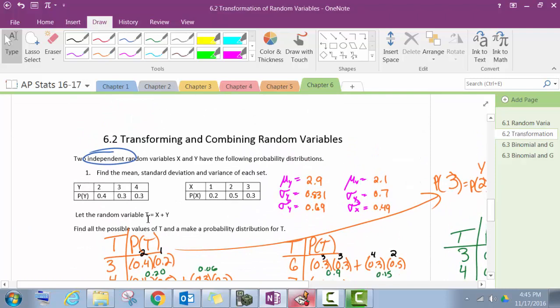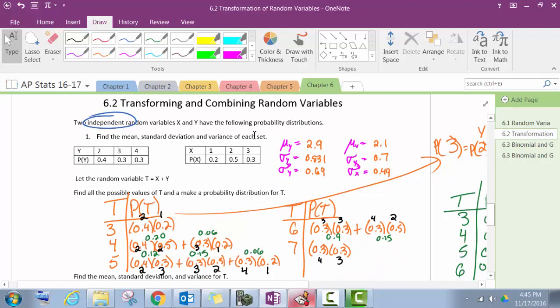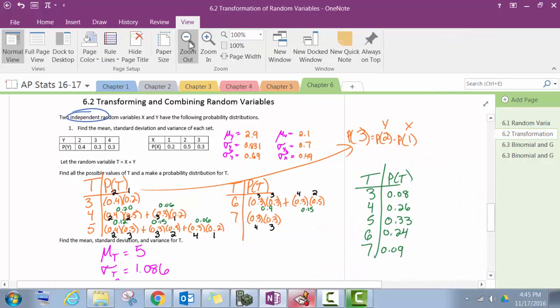Alright, now transforming and combining random variables. This is a very important part, and it's a big part of our quiz tomorrow. So two independent random variables have the following distributions. So we found our means and our standard deviations and our variances. The mean of y was 2.9, standard deviation is 0.831, variance is 0.69. The mean of x is 2.1, or sorry, the mean. The standard deviation is 0.7, variance is 0.49.